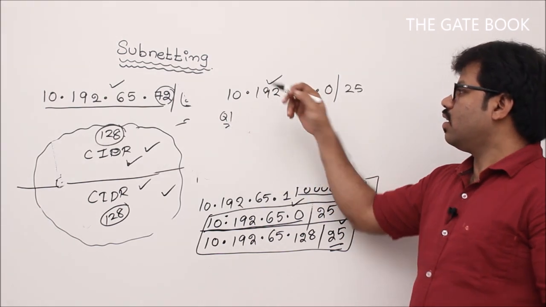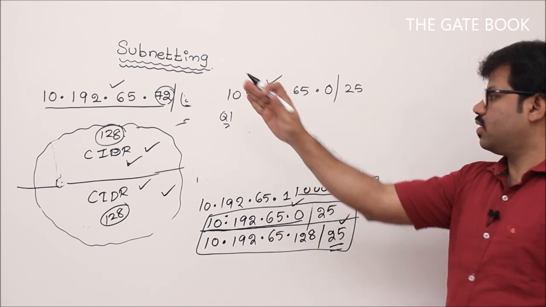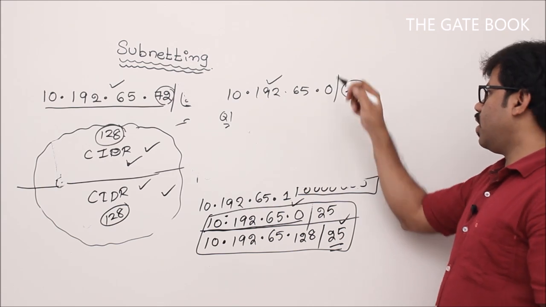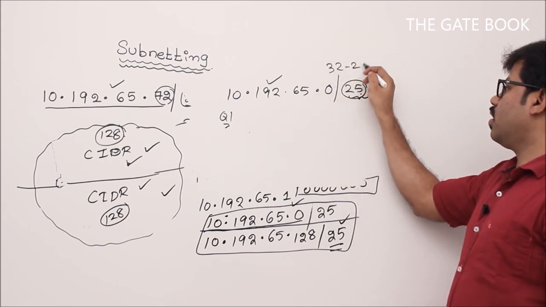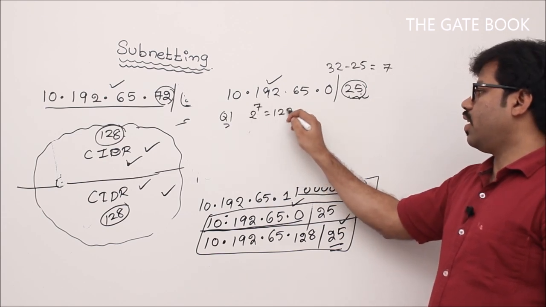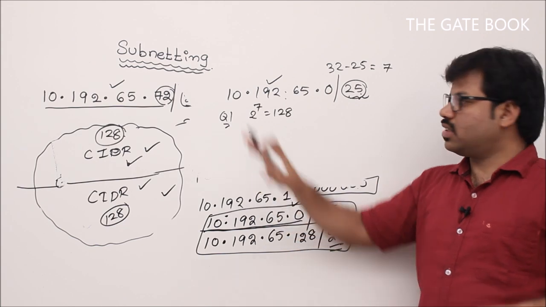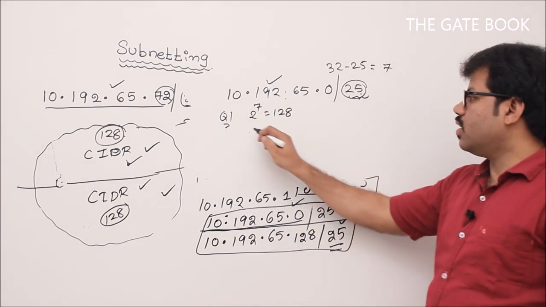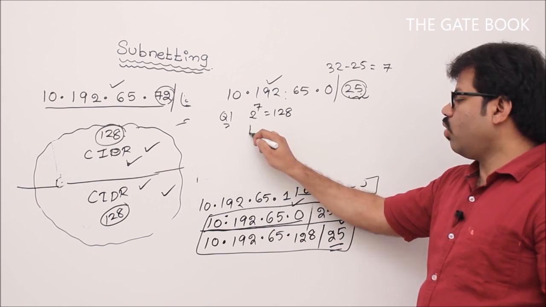Question number 1. What do you want to know? How many addresses are possible in this sequence? Simple. Go to the host part, go to this prefix part, 25. Get the host part, 32 minus 25, 7. So apply 2 power 7, which is 128. That means this notation or this system has 128 addresses for you. What are they? Do you want to know? Then simply how to write the first address?